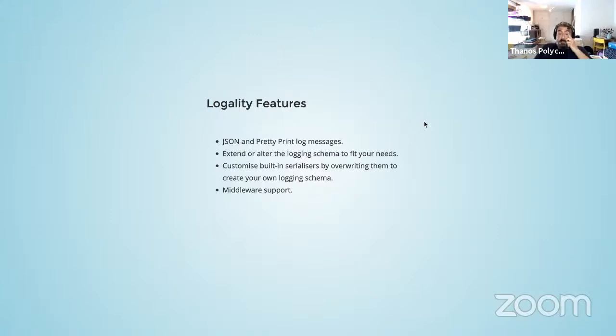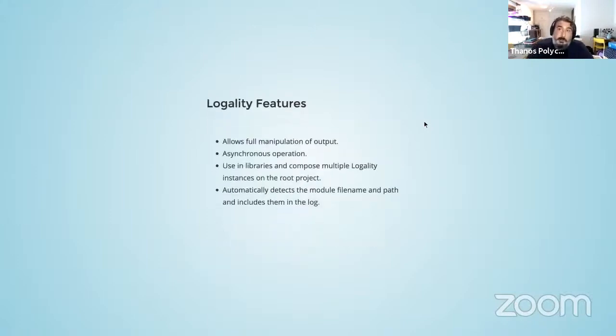And Logality supports middleware, which is very important for you to be able to intervene in the life cycle of a log message and add some business logic, so that depending on what is being logged, you can take some different action. And we're going to see again details and examples on how this works. Continuing on the features of Logality, it allows you to fully manipulate the output or even mute it. And this is also important depending on the use case. We're going to examine a couple of use cases where this is going to be very useful.